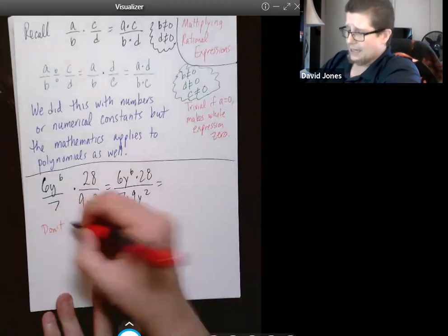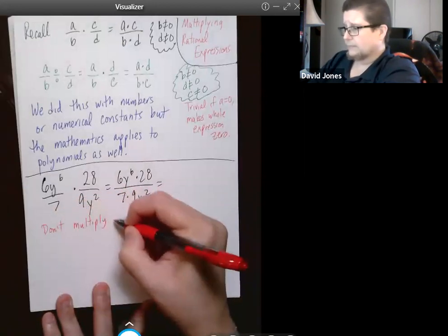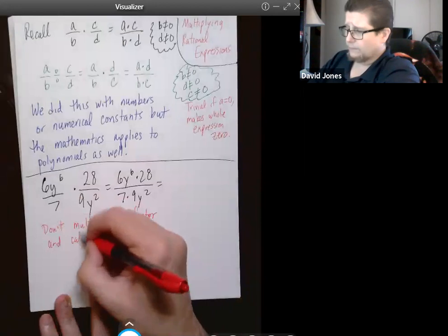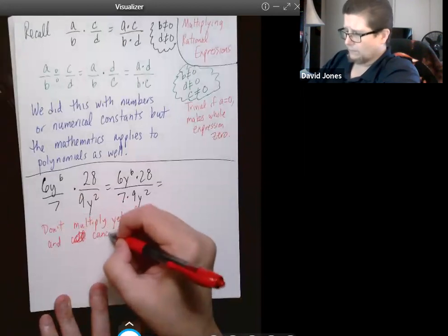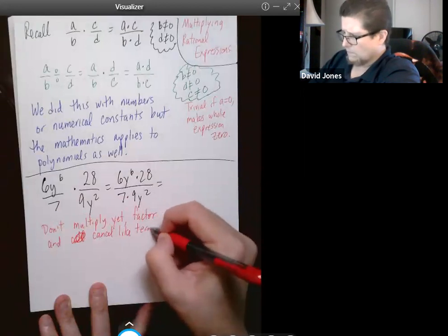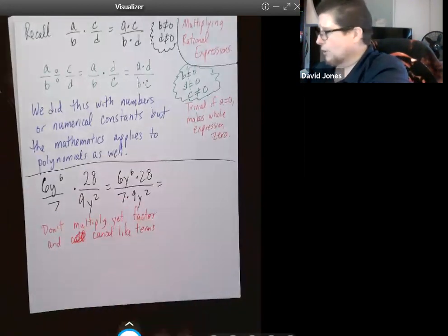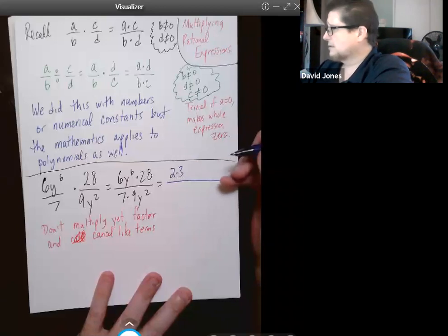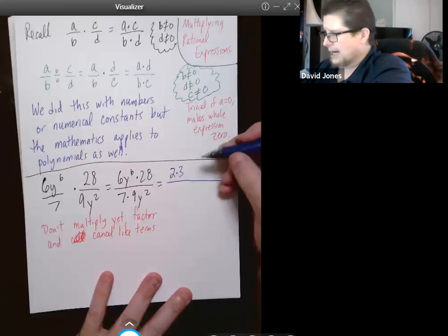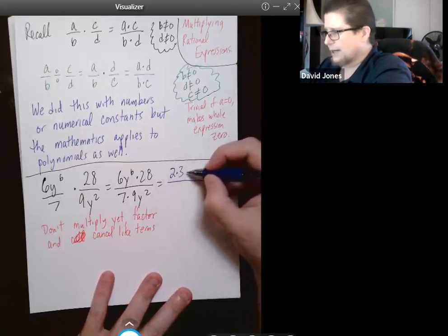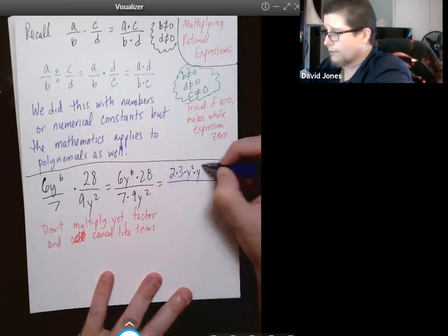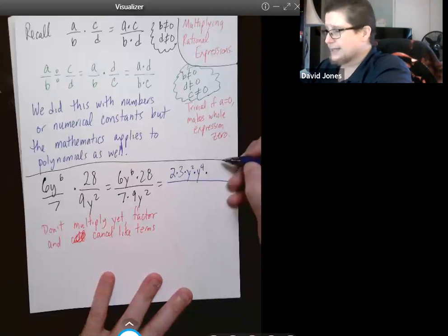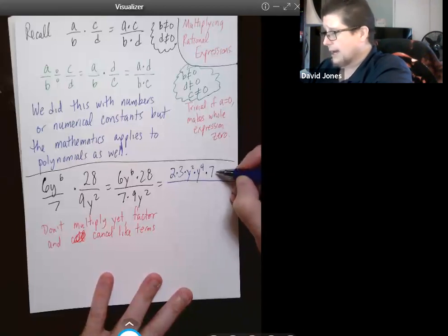Don't multiply yet. Factor and cancel like terms. So on top, 6 is 2 times 3. And I see a y squared at the bottom. I can really write y to the sixth as y squared times y to the fourth. And I'm using the bottom to help guide that decision. 28 is 7 times 4. And 4 is 2 times 2.